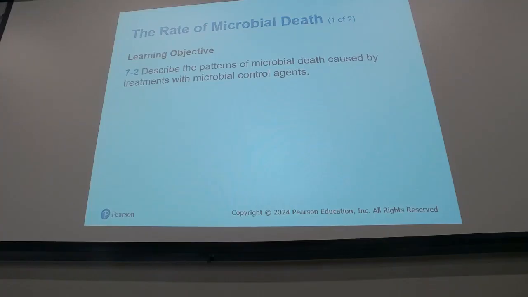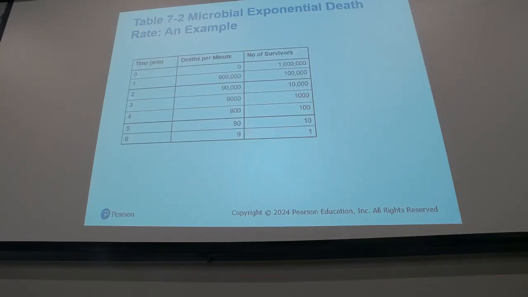For today, of course. So now we're going to describe the patterns of microbial death caused by treatments with antimicrobials. So we saw before in the growth curve how you have exponential death of microbes, just as you have exponential growth during the log phase of the microbial growth curve.